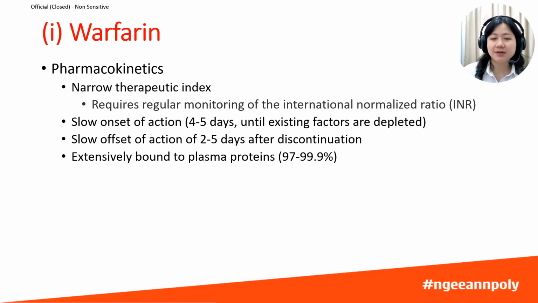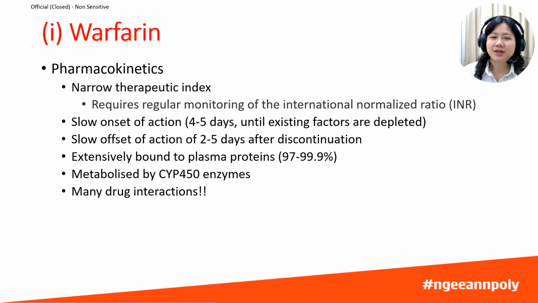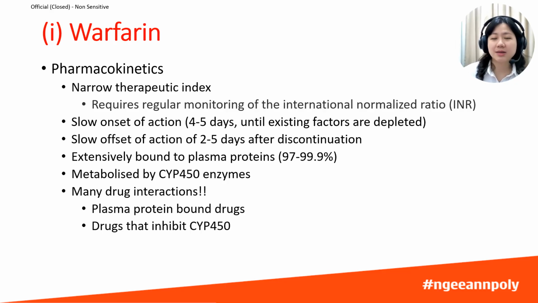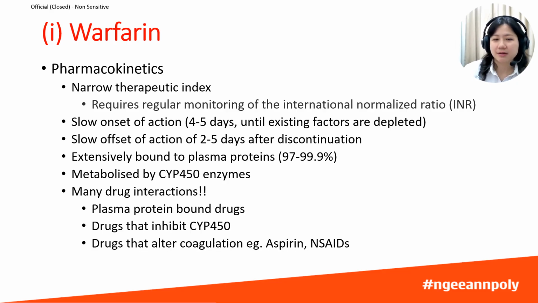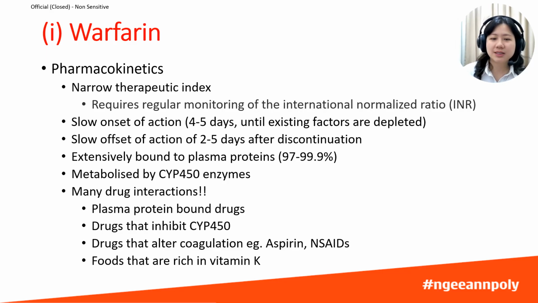Warfarin is extensively bound to plasma proteins and metabolized by CYP450 enzymes. So warfarin has many drug interactions. It can interact with plasma protein bound drugs, drugs that inhibit CYP450, drugs that alter coagulation, for example, aspirin and NSAIDs, and foods that are rich in vitamin K. Foods that are rich in vitamin K can decrease the effect of warfarin, so patients on warfarin cannot make sudden changes in their diet.